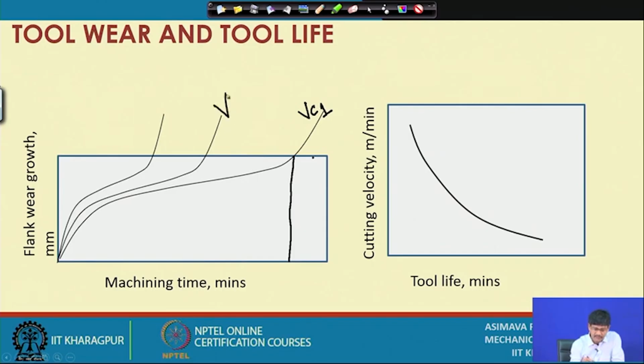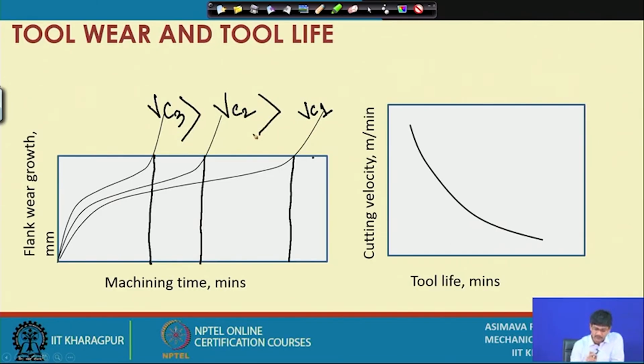If I use cutting velocity 2, I reach this particular limiting flank wear, say 0.3 millimeters, at this particular time. This way, if I use cutting velocity 3, I reach that particular limit here. What is the relation between these cutting velocities? Obviously, cutting velocity 3 must be greater than cutting velocity 2, which must be greater than cutting velocity 1.